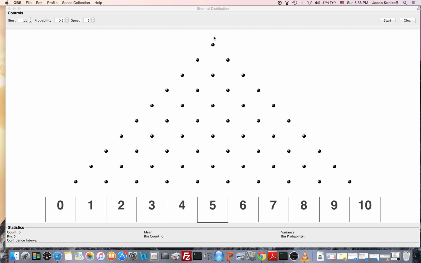So once I've hit this peg, if I move to the left, then I can go to the right, or I can go to the left, again with a 50% chance of moving in either direction. So just to show you that briefly with a couple of balls, you can see they work their way down the grid. They might go left, they might go right.